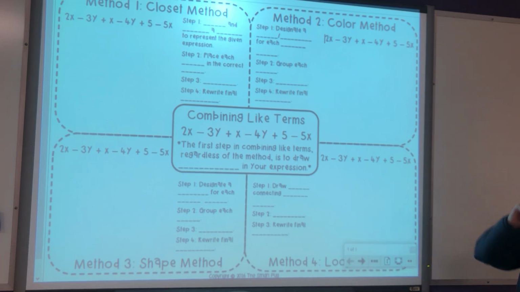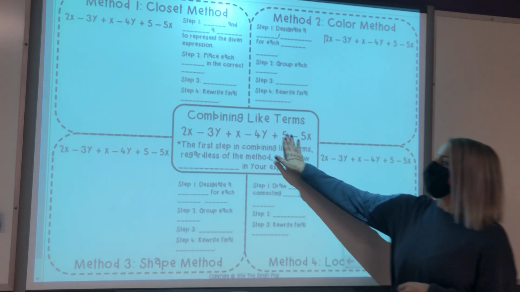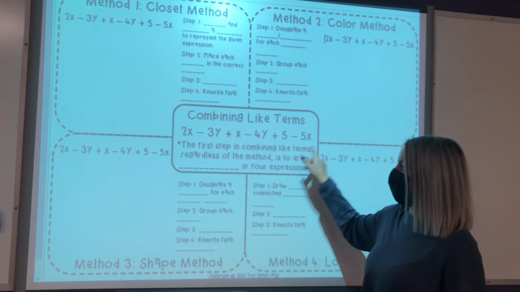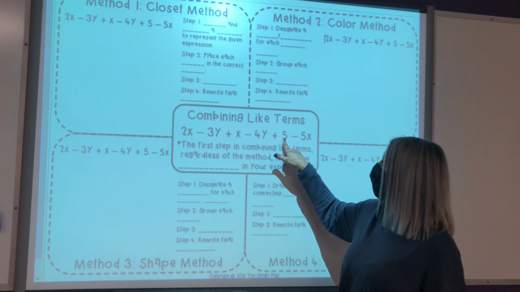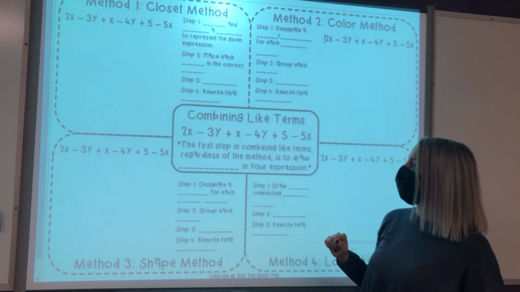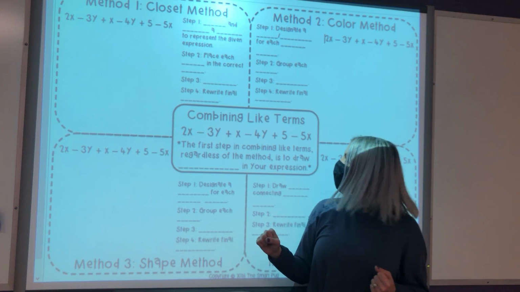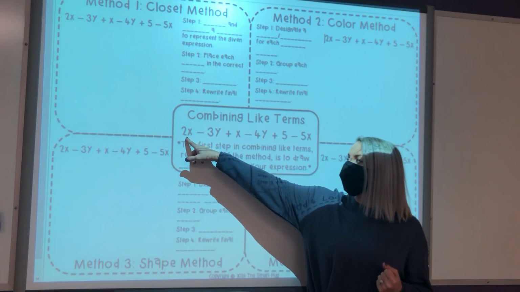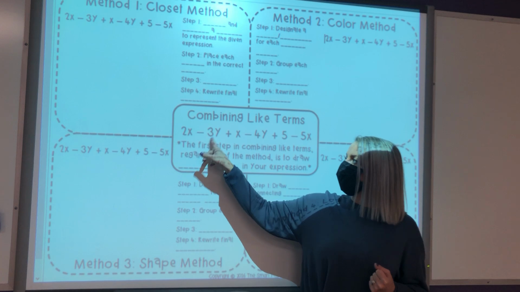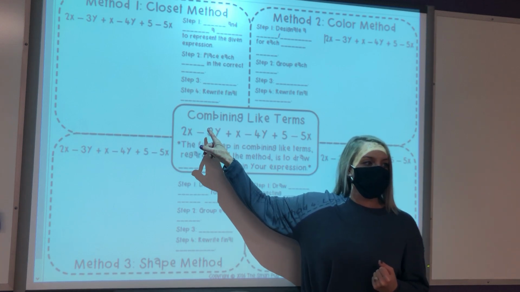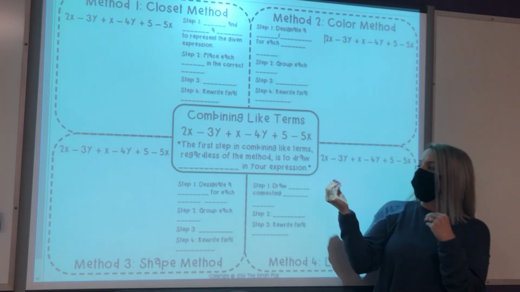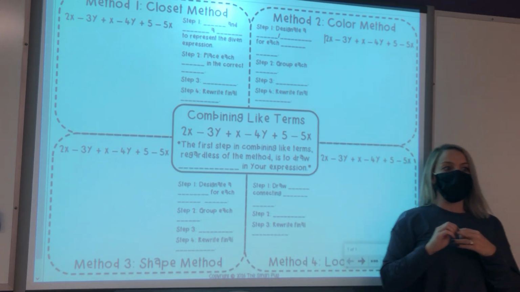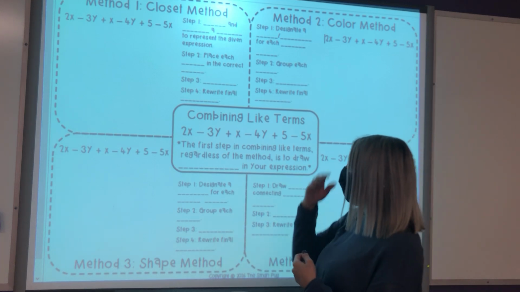So the first method we're going to do today is called the closet method. Now, when we are combining like terms, here's our expression: 2x minus 3y plus x minus 5x minus 4y plus 5. What do we know about this term right here? Zach? It's going to be negative. Very good. When we see a minus, that also means that term is going to be negative. So we need to remember that.